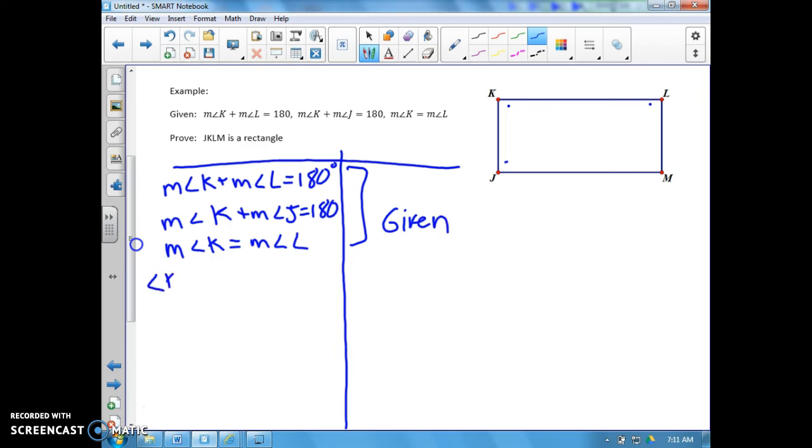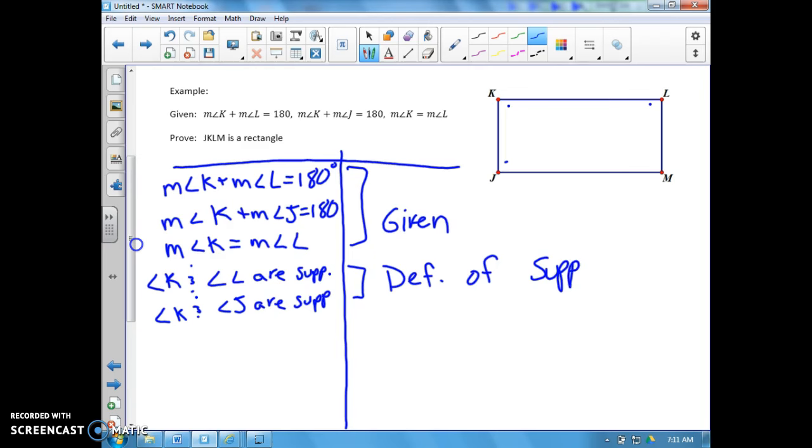I can say that angle K and angle L are supplementary, and angle K and angle J are supplementary, because that's the definition of supplementary. Okay, because they both add up to 180. Therefore, if you look, I've got one angle here, and it's supplementary to its two consecutive angles. This must be a parallelogram. So JKLM is a parallelogram.